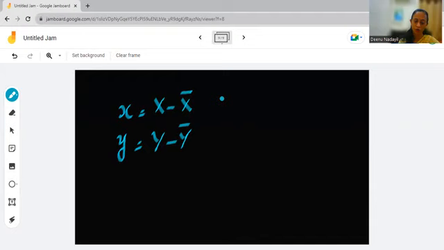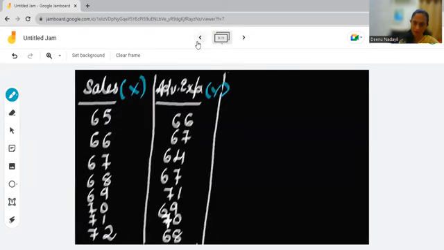So what is the first step we want? In order to find x and y, we need to find x bar and y bar. So both we need to find out. Now how will you find this x bar? What is x bar? X bar is nothing but the arithmetic mean.